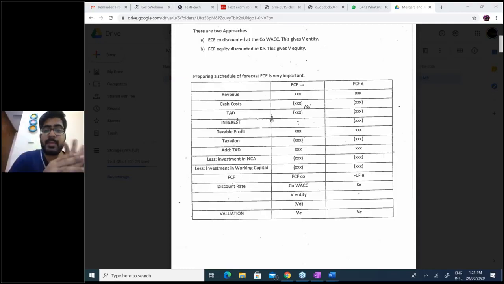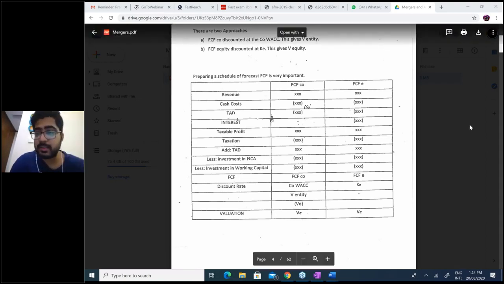What is the reason behind deduction of interest? Okay. Now, a good question is why interest is being deducted and why interest is not being deducted. Now, listen carefully.